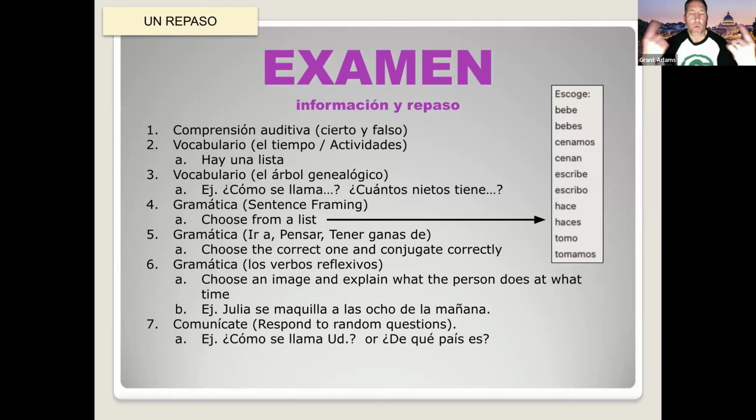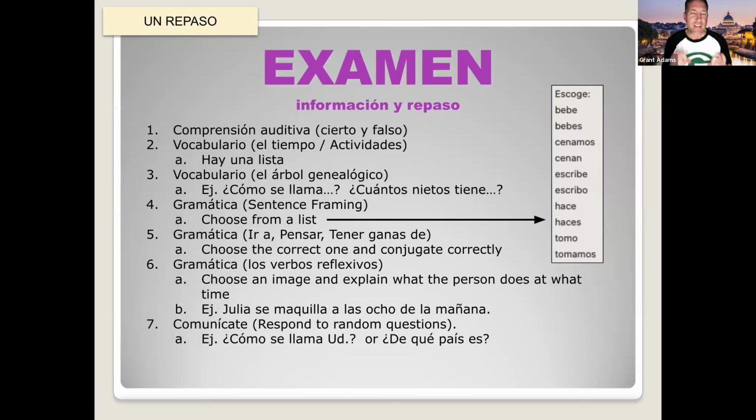So when we went through our review, I tried to go through time, and that's why I changed it up a bit and said, instead of saying, hey, what time is it? I wanted to use what time does class start, so you can get used to using a las. And then I wanted to throw in a little bit of the de la mañana, de la tarde, because that's how you're going to format your answer. Julia se maquilla a las 8 de la mañana. I can say, David showers at 4 in the afternoon. David se ducha a las 4 de la tarde, for example.